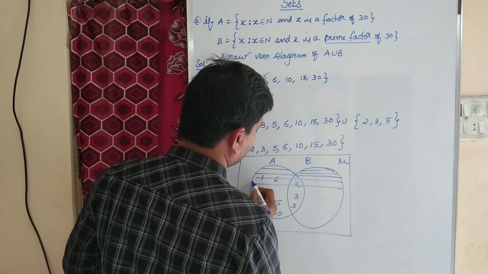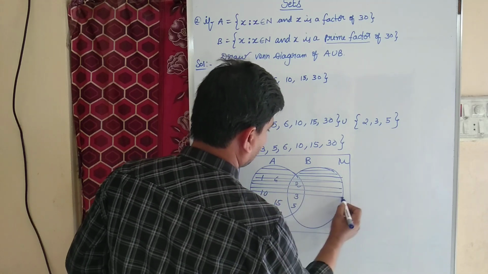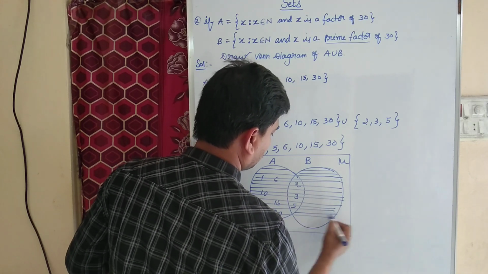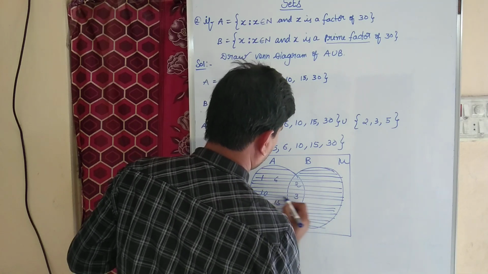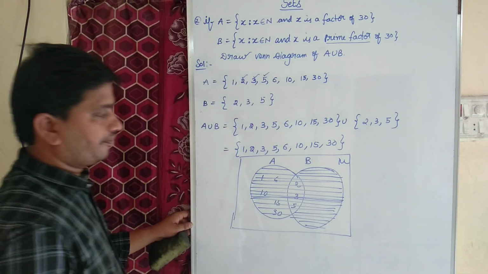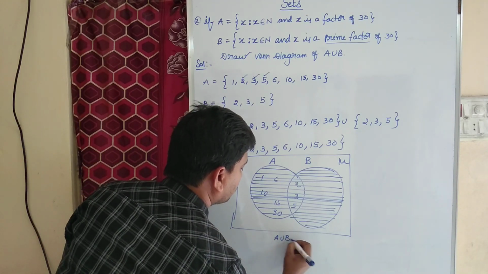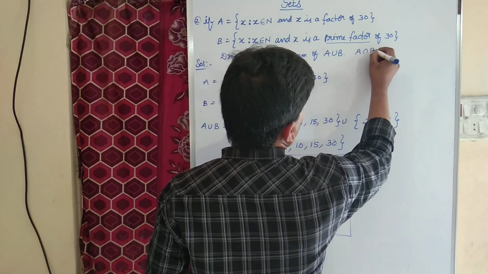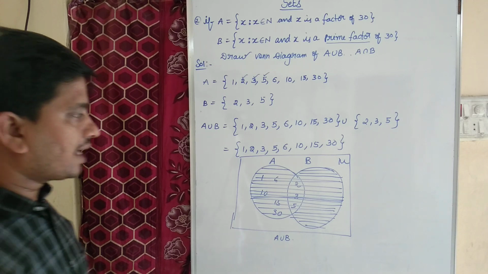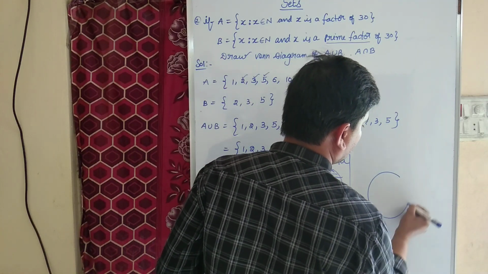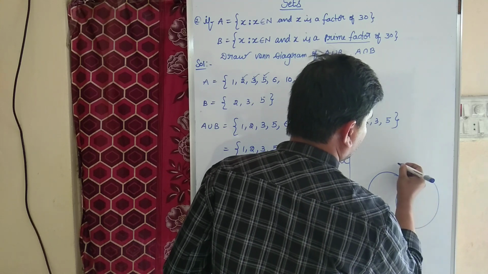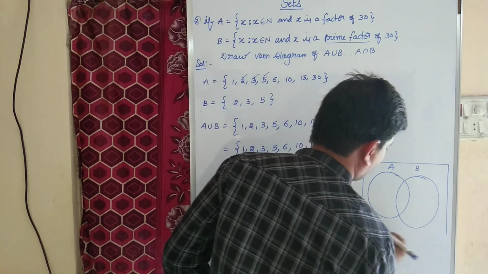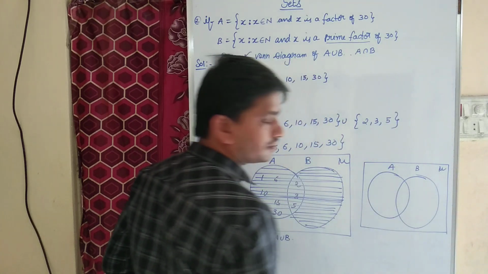This is our A union B. Instead of asking A union B, they may ask A intersection B also. If they are asking A intersection B, this is our set A, set B.